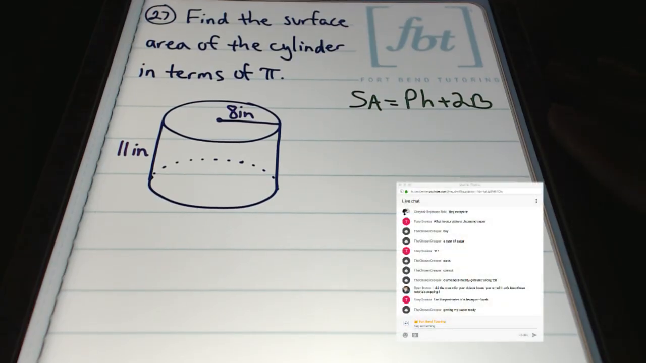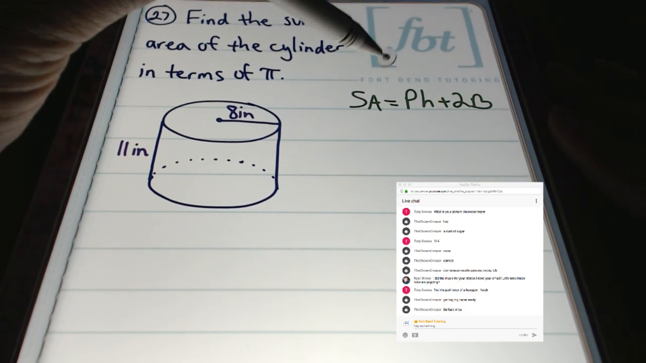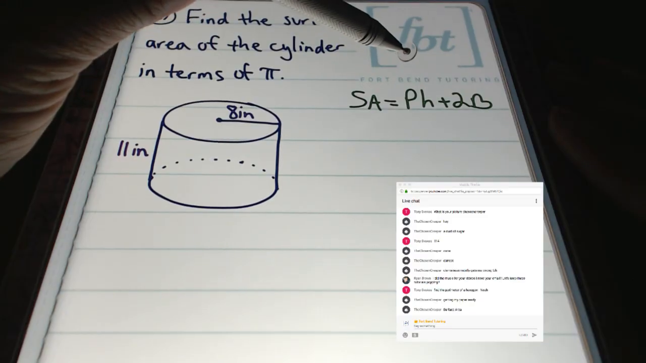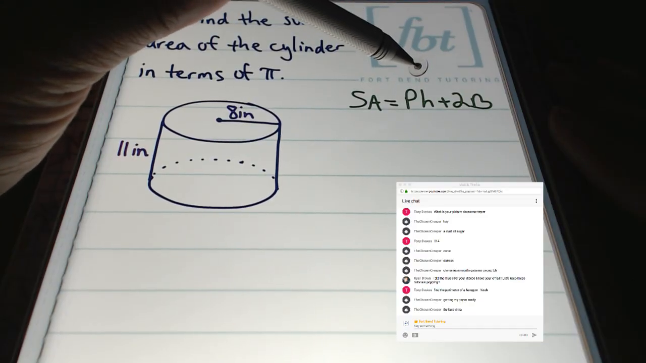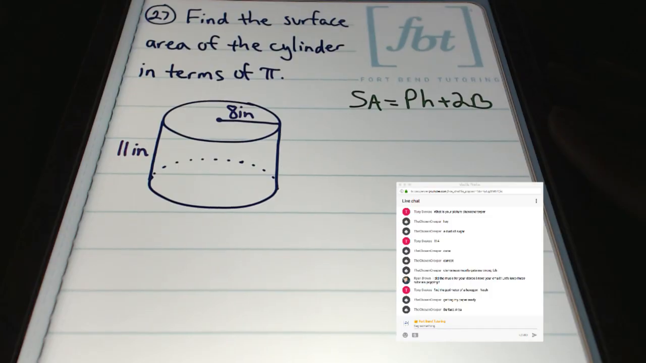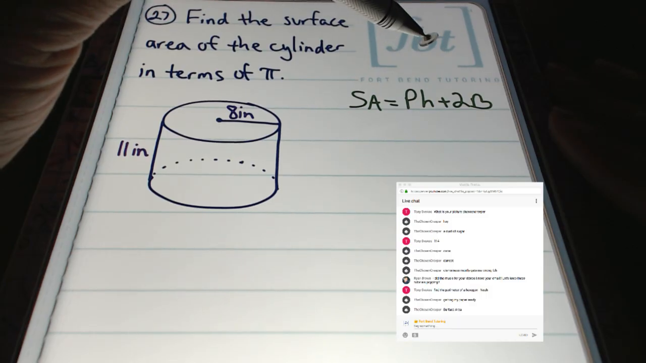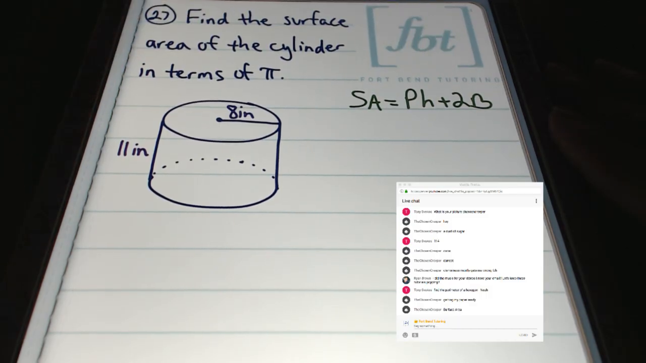Problem number 27. We have: find the surface area of the cylinder in terms of pi. So our general formula for finding the total surface area of a three-dimensional object is going to be the perimeter of the base times the height, plus 2 times the area of the base. So once again, in order to find the surface area of a cylinder or three-dimensional object, you'll be finding the perimeter of the base times the height of that three-dimensional object plus 2 times the area of its bases.